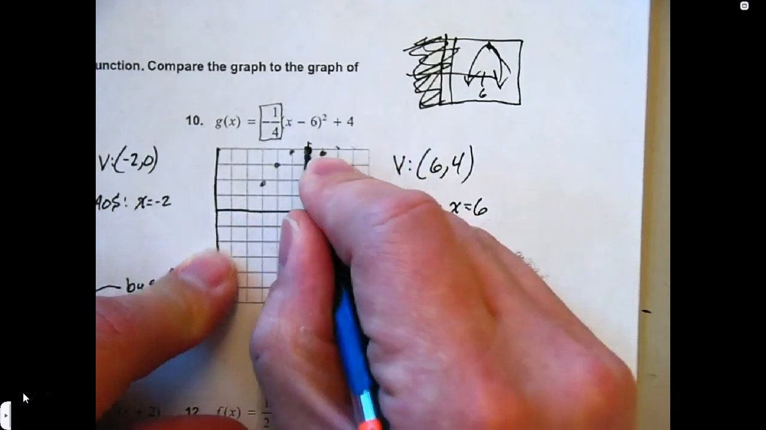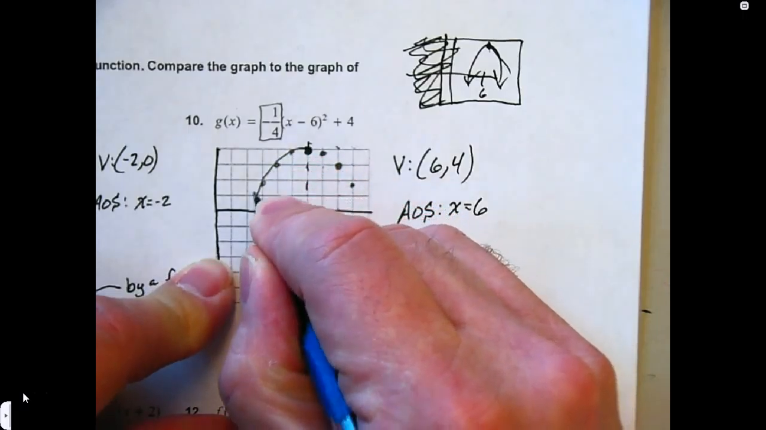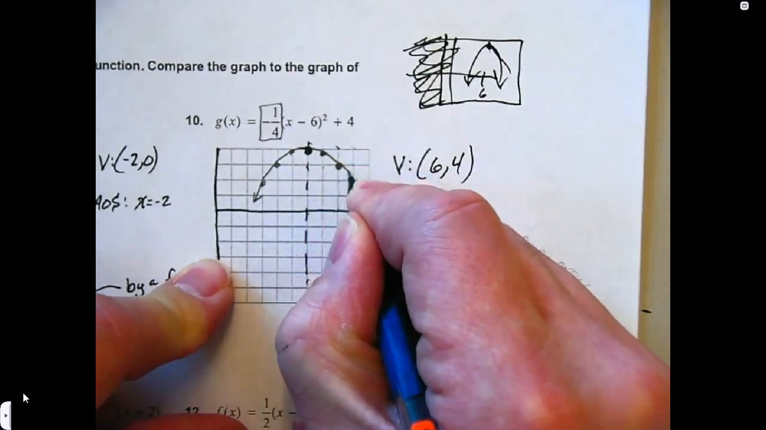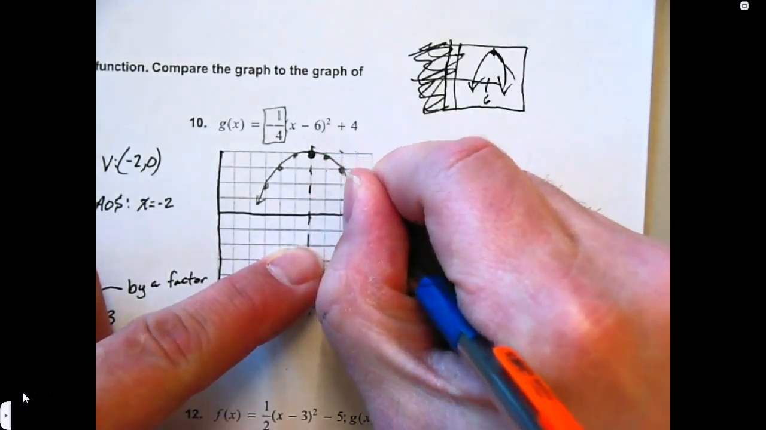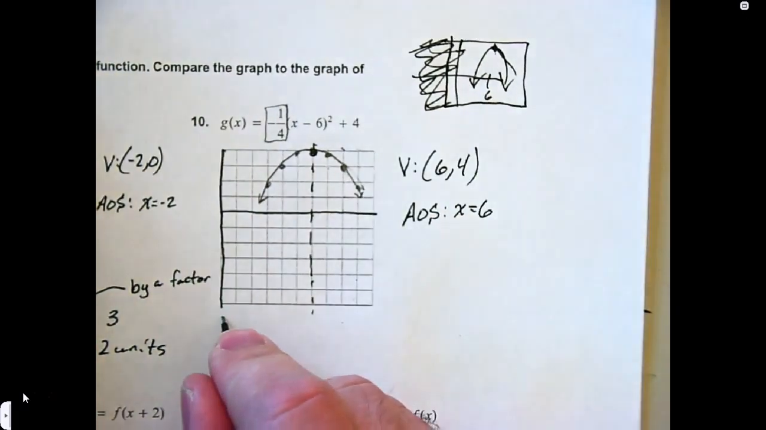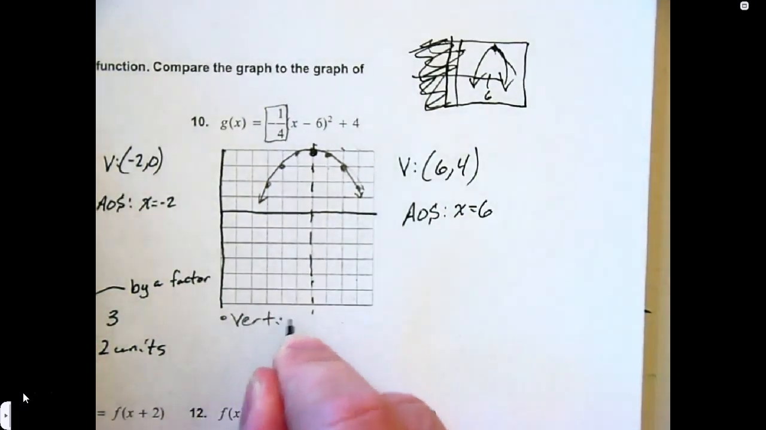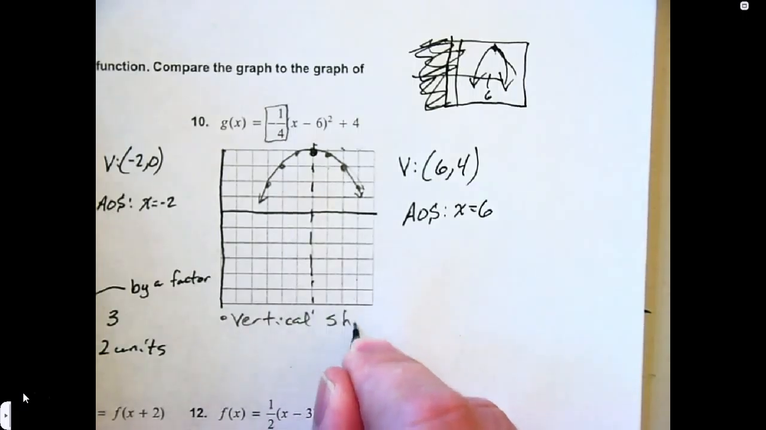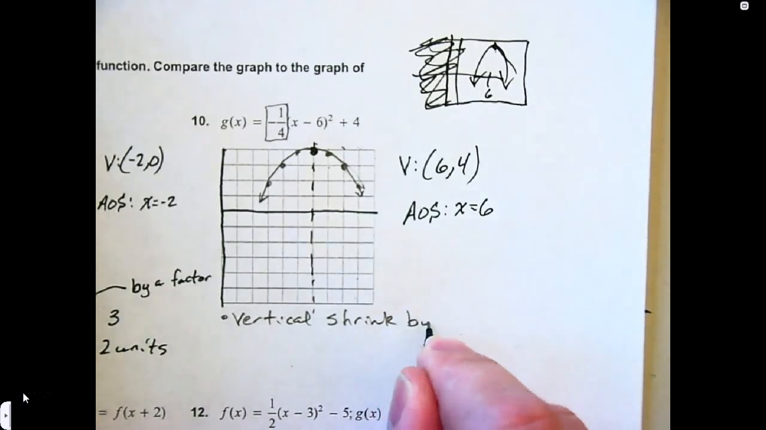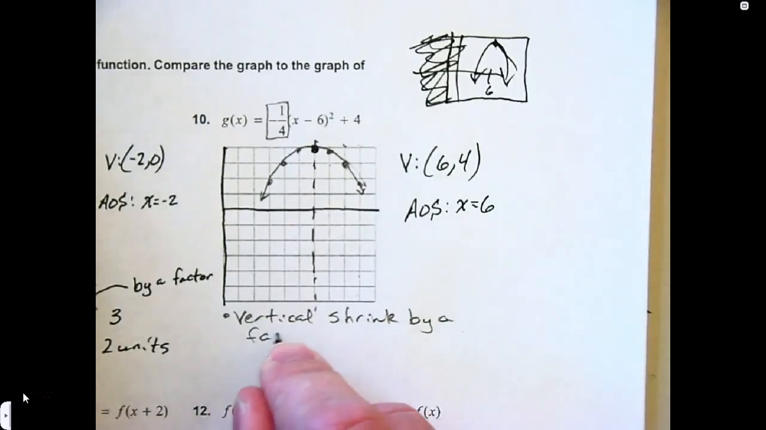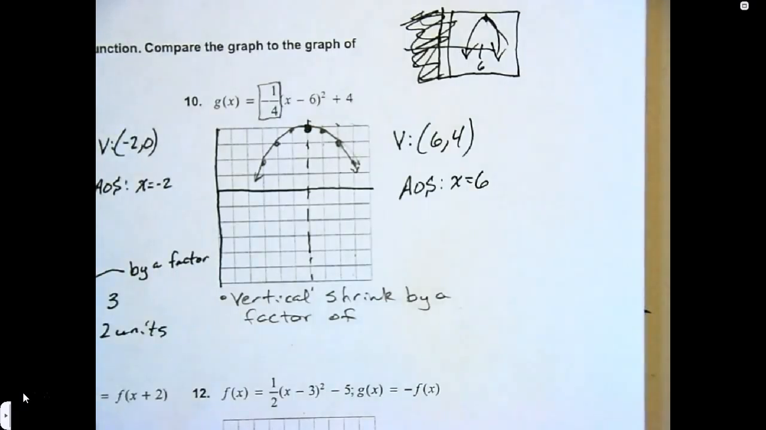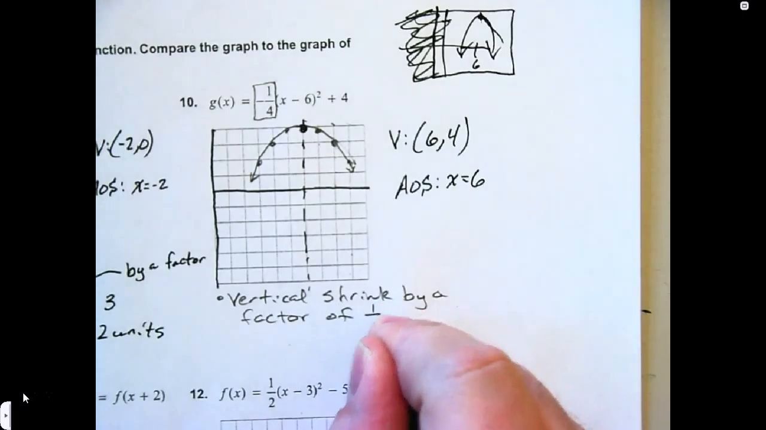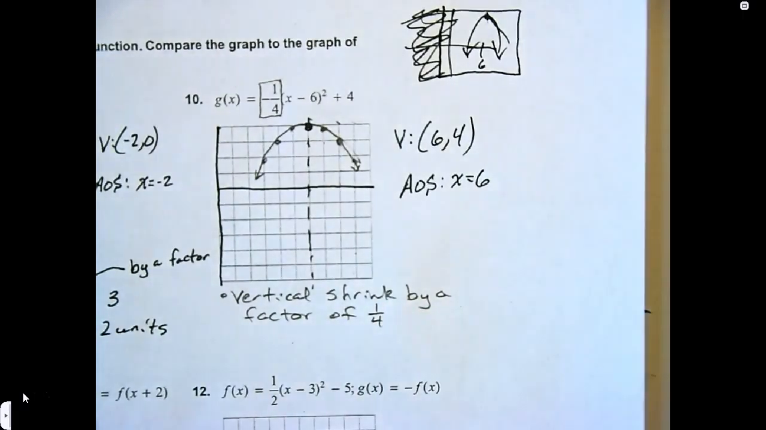All right. What happened to that graph compared to x squared? It got wider. When something gets wider, we call it a vertical shrink. It's a vertical shrink. Oh, come on, guys. Vertical shrink by a factor of number 12. Who's 12? Yeah? Of 1/4. Not negative 1/4, just 1/4. Okay.